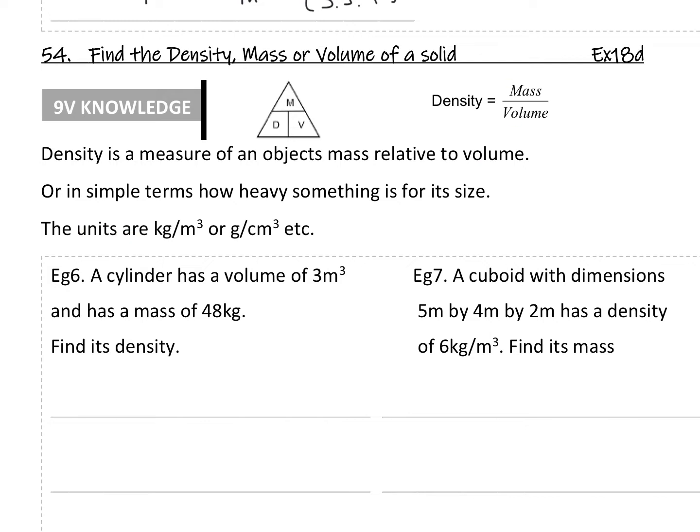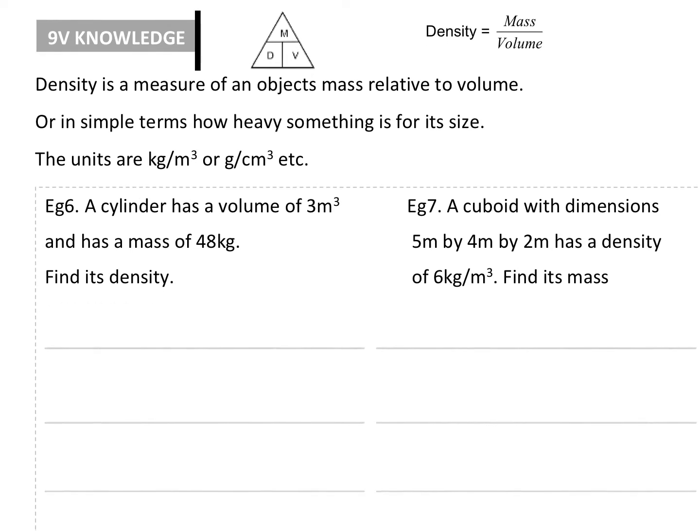The units then are going to be kilograms per meter cubed or grams per centimeters cubed. It's going to be a mass here, so grams or kilograms or milligrams even, and then divided by a volume unit, so centimeters cubed or meters cubed or even millimeters cubed. So let's have a look at example 6 and 7.